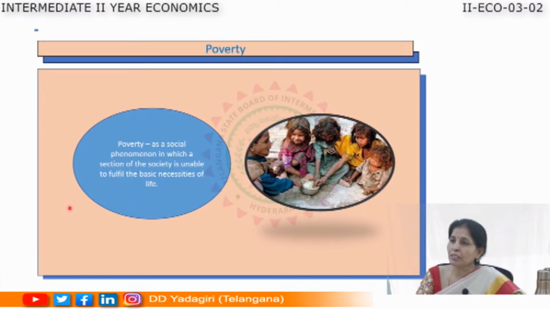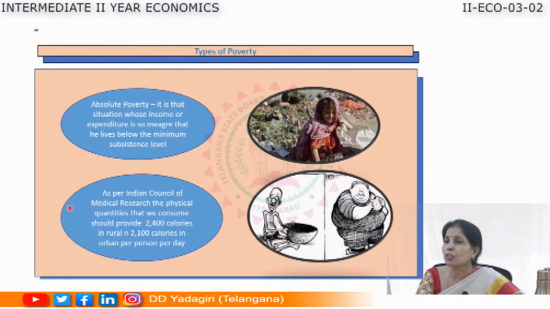The next topic we have is: what are the 2 types of poverty? The types of poverty: we have absolute poverty, and the next one is relative poverty. What is absolute poverty? We consider that to be a situation where, when incomes are low, the expenditures are also low. They are so low that they live below the minimum subsistence level. You need to say it is that situation where income and expenditures are so meager that they live below the minimum subsistence level.